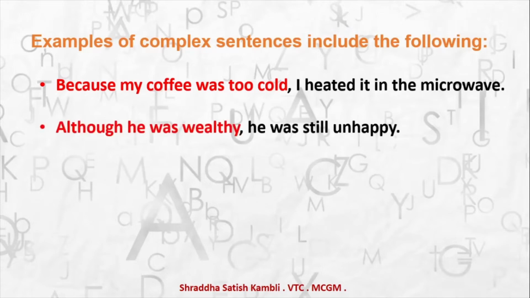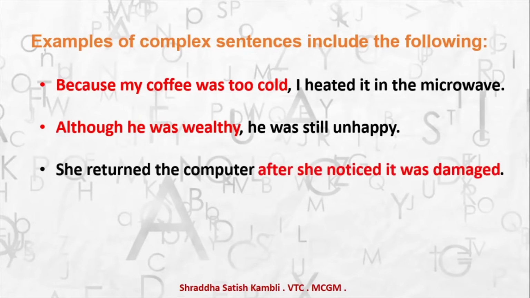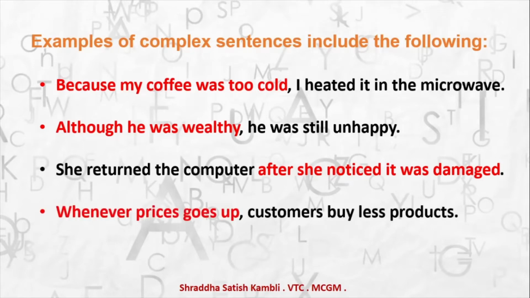Alright, moving on to see some more examples. Although he was wealthy, he was still unhappy. So he was wealthy, but he was unhappy. Then, she returned the computer after she noticed it was damaged. So now by just looking at it, you know which one is the independent clause and which one is the subordinate clause. Again, you have: whenever prices go up, customers buy less. So as the price of anything increases, the customers start buying it less.